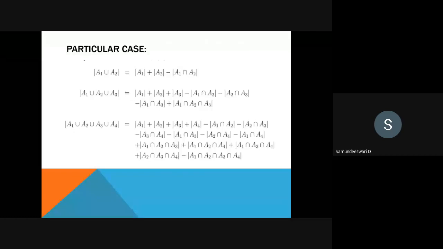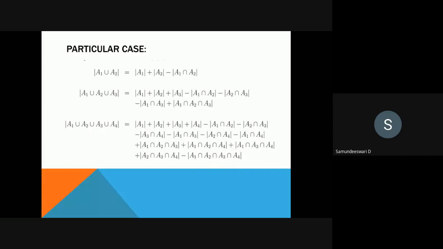Case one: there are two sets. Modulus is nothing but the cardinality of the set. So modulus of A1 union A2. What is our formula? Modulus of A1 plus modulus of A2 minus modulus of A1 intersection A2. In probability, you often see the formula P of A union B is equal to P of A plus P of B minus P of A intersection B. We often come across this formula. Similarly, instead of P, here we use modulus.